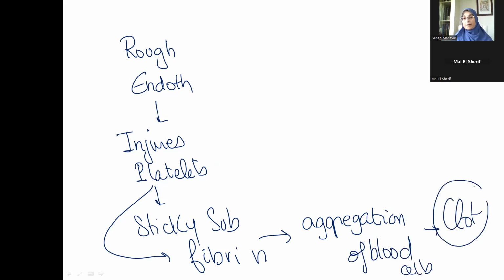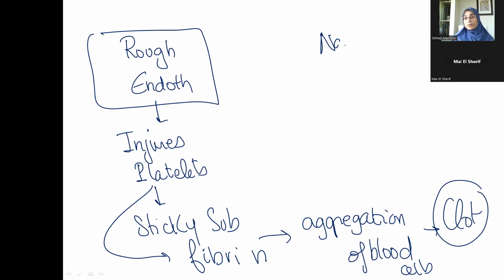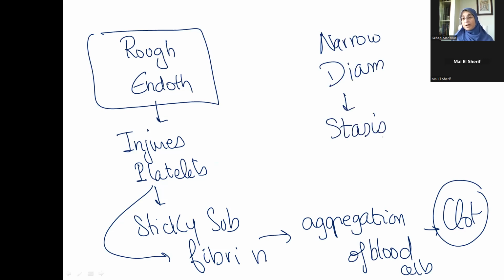So this is one mechanism by which the clot forms, and the other mechanism is through a narrow diameter, because a narrow diameter means stasis of blood, and stasis of blood favors the formation of a clot.